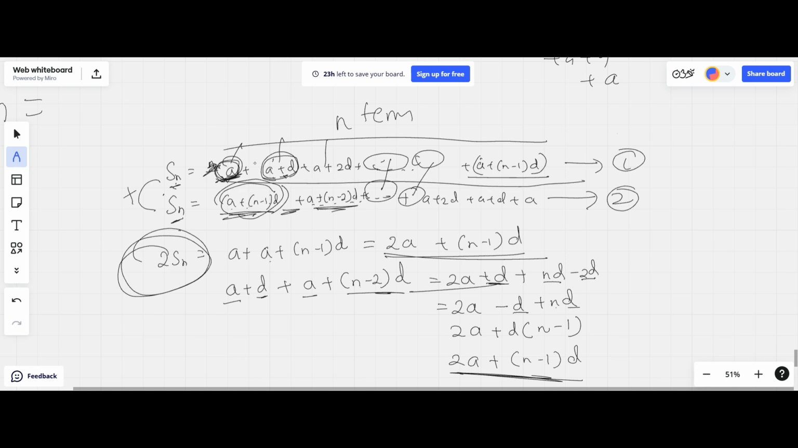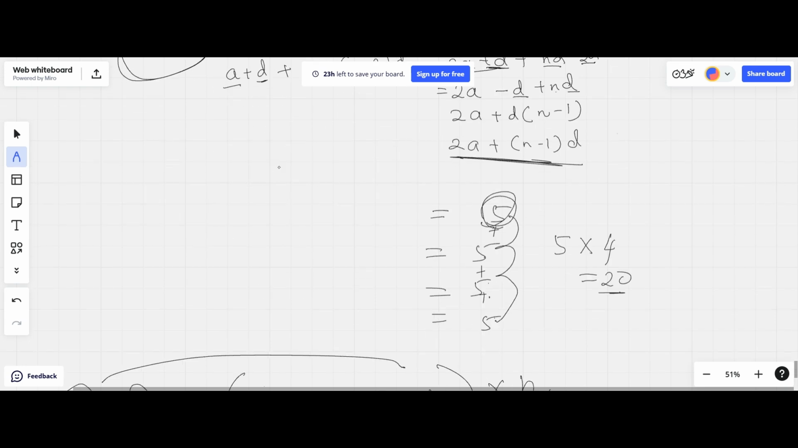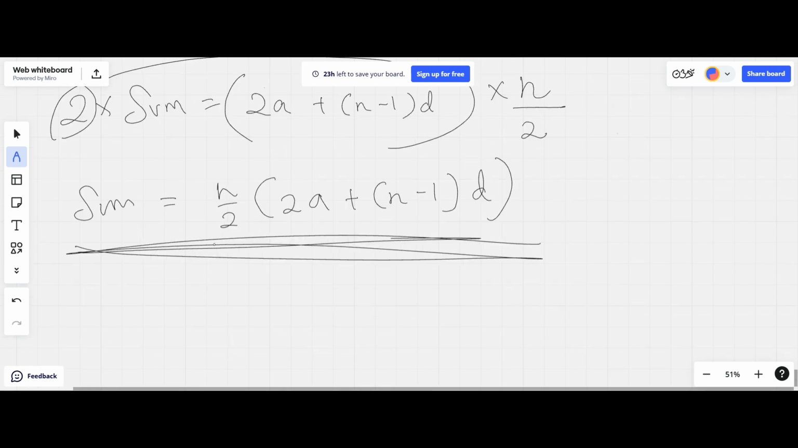Basically, we add first term plus second term plus third term. Likewise, we will add it. Note it as equation number 1. Reverse the numbers. Note it as equation number 2. Add equation number 1 and 2, and if you simplify it, you will get this formula.